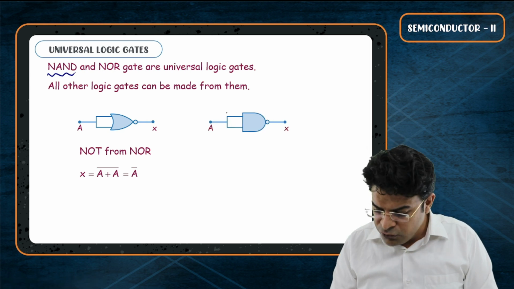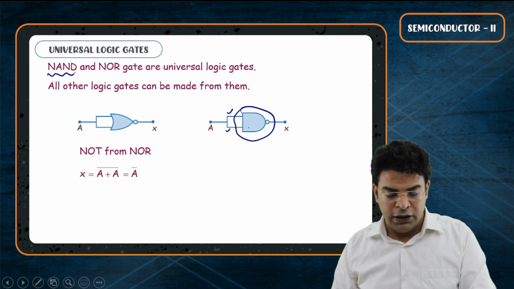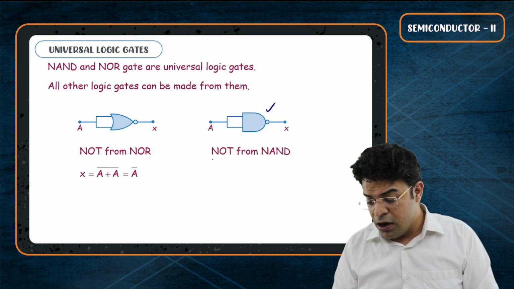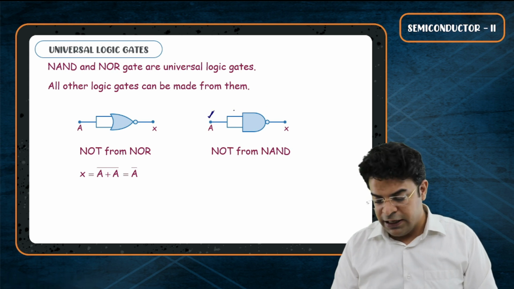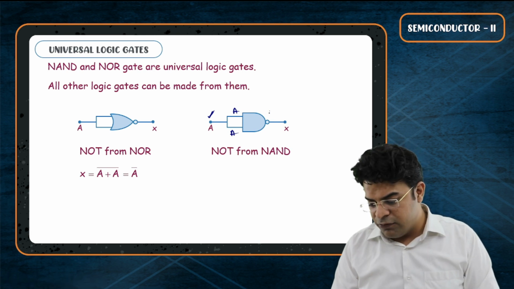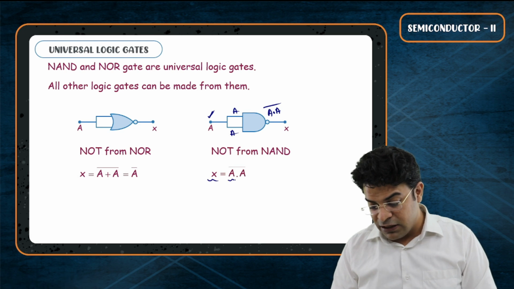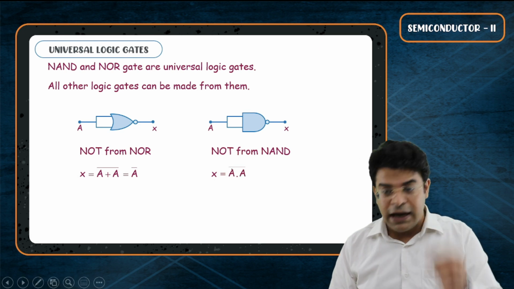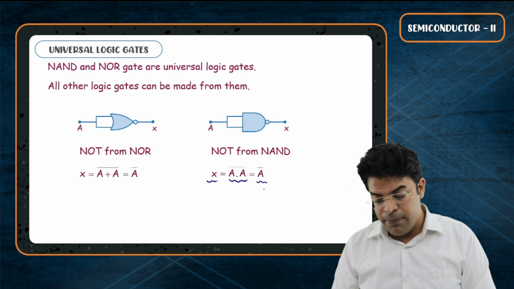So if you fuse the 2 inputs of the NAND gate, it converts into a NOT gate. And this is how you create a NOT from NAND. If the input is A, here you will get A, here you will get A. The output of this NAND gate will be A dot A bar. So we can say that X is nothing but A dot A bar. And we know that A dot A will be nothing but A. So X will be nothing but A bar.